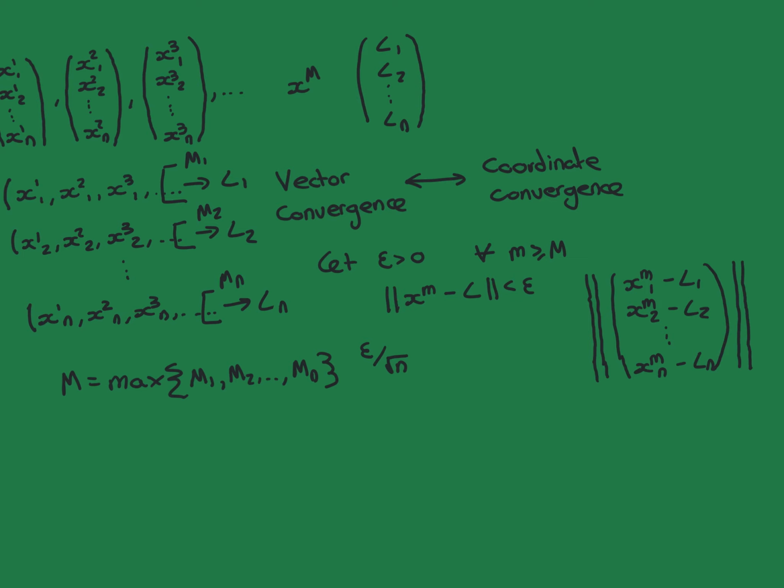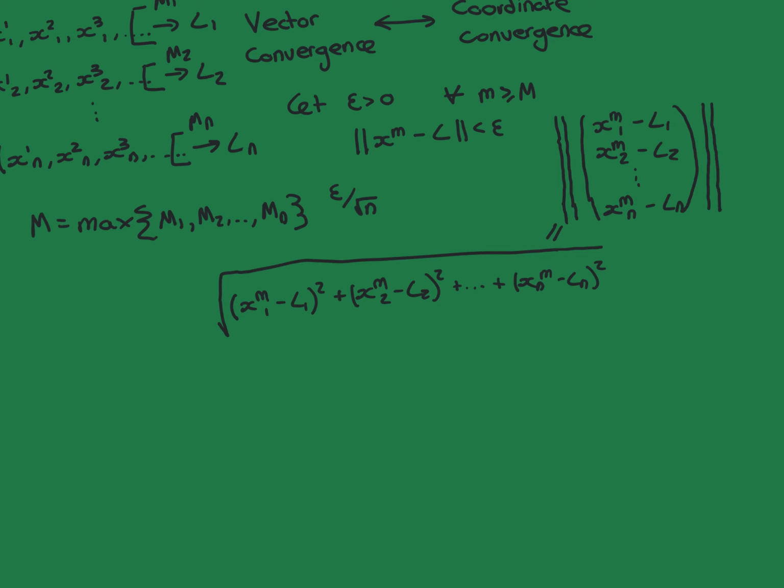So let's think about what this norm is now. So again, we need to remember the definition of the Euclidean norm. But firstly, let's just write this vector out properly. So it's the norm of, and then this vector written out with all its coordinates is here. This vector written out with all its coordinates is here, and then we've subtracted this one from this one, so we've got x_m1 minus L1, x_m2 minus L2, all the way down to x_mn minus Ln.